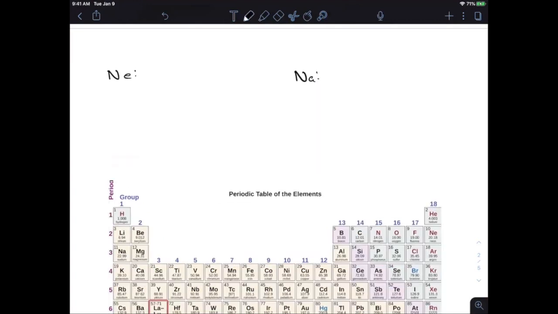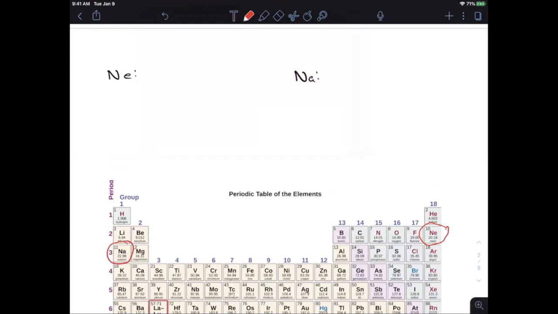So we'll try a couple more, and what we'll do is neon and sodium. The first thing we want to do is find neon and sodium on the periodic table. So here's my periodic table. I'm going to circle neon for us, and I'll circle sodium for us.